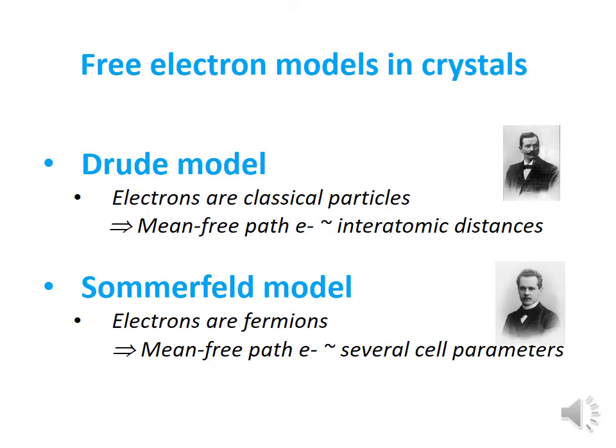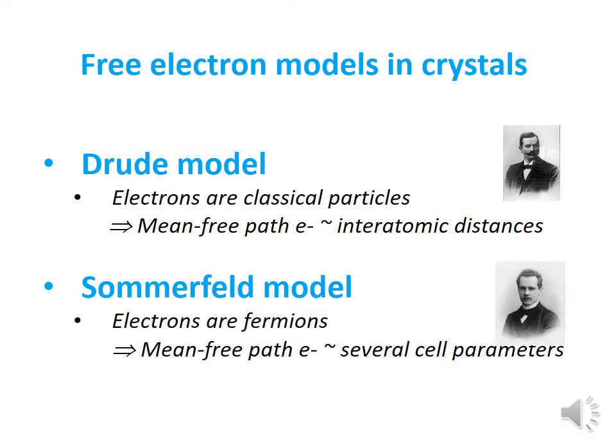We are going to discuss here two free electron models that were developed at the beginning of the 20th century. First, the Drude model, which is an extension of the kinetic theory of gases, and which considers electrons as classical particles. And the Sommerfeld model, which introduces the quantum nature of electrons, which are fermions, and then uses Fermi-Dirac statistics to describe them.